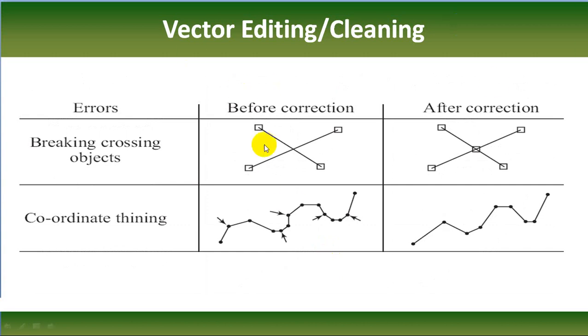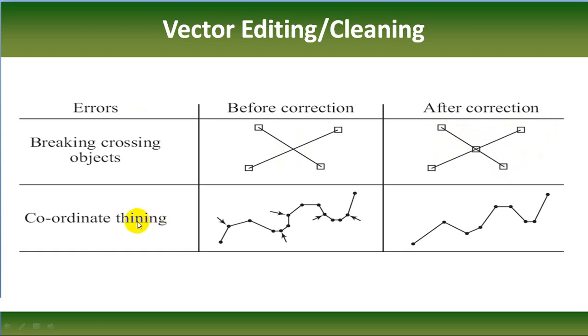Break crossing. Two line objects that cross each other should be broken at their crossing point. So these are the two lines. When they cross each other, both lines should be broken and it will create four lines.